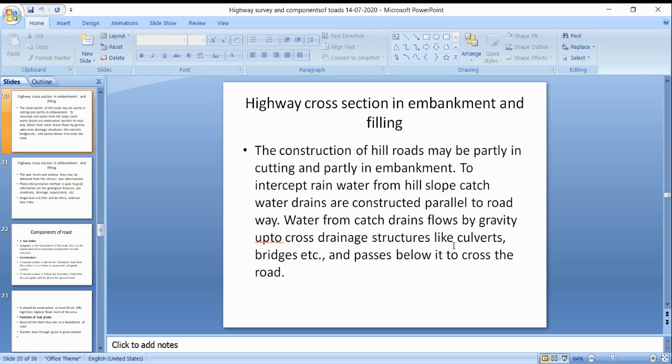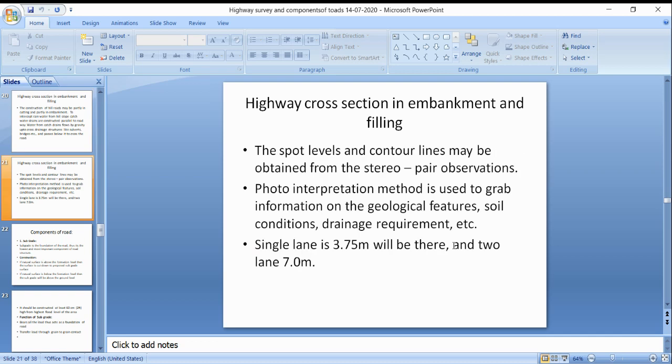So why cutting and embankment? The drain water that comes there will be collected at catch drains. That will be diverted into culverts or bridges. So there we have to see the cutting in the bridges.